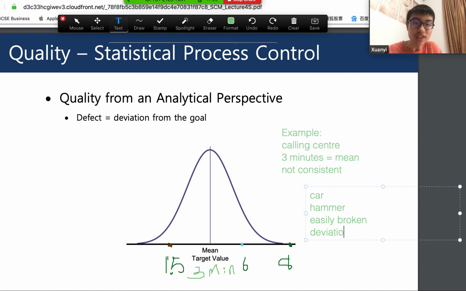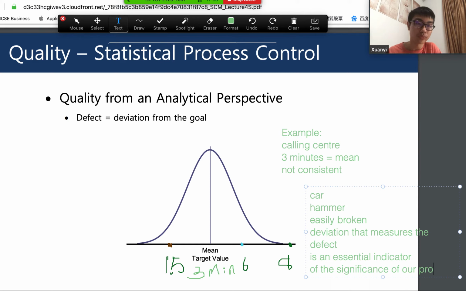So the deviation that measures the defect is an essential indicator of the significance of our problem. So how far away is it from our aimed goal? How far away is it from our aimed requirement for our product is basically a deviation, and deviation is really important as it tells us whether our product meets the standard or not, and sometimes we can call it an outlier.